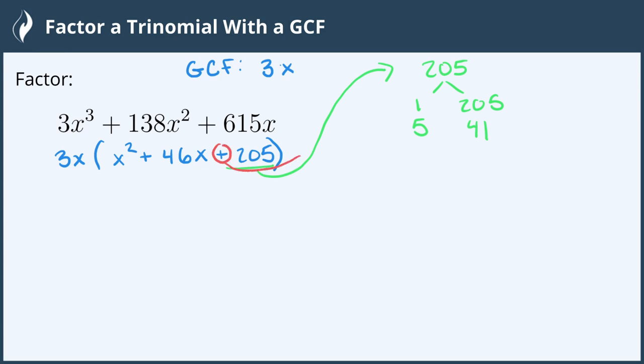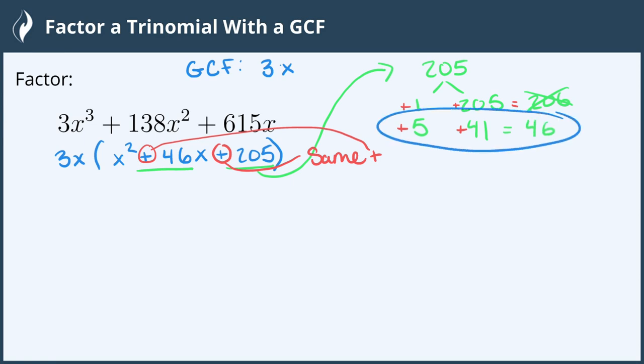We have a positive, which tells us that the signs of our factors will be the same. And we look at the first one, which is also positive, and that tells us that the same will be positive. So we'll fill in all of our factors with positive, and we will add them together because they're all positive to see which ones will give us the term of positive 46. Our first two, 1 and 205, give us a total of 206, which is not what we're looking for. 5 plus 41 is 46, and that is the number we're looking for because our middle term is 46.